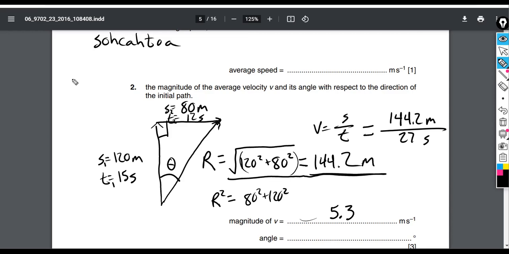This SOHCAHTOA is a way to remember that the sine of some angle theta is equal to a ratio of sides, the opposite over the hypotenuse. Like here is the angle theta we're concerned with. They ask us what is the angle with respect to the direction of the initial path. Well, that's the initial path, right? Due north. So I want to know this angle here, with respect to due north.